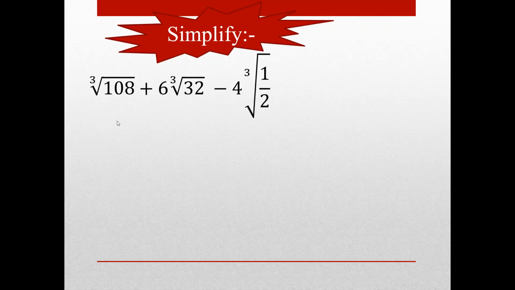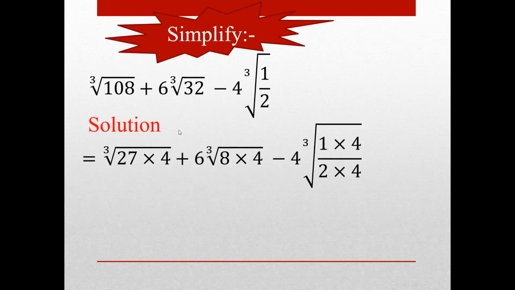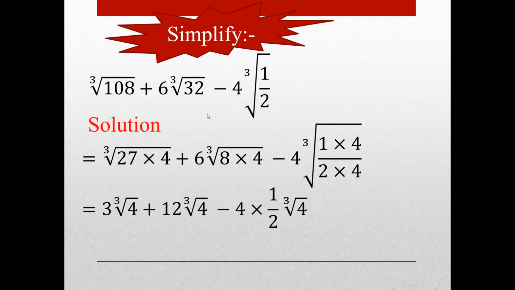Here I have cubic root 108 plus 6 cubic root 32 minus 4 cubic root half. It will be cubic root of 27 times 4, plus 6 cubic root of 8 times 4, minus 4 times cubic root of half. I multiply by 4 up and down. So the answer will be 3 cubic root 4 plus 12 cubic root 4, minus 4 times half times cubic root 4.